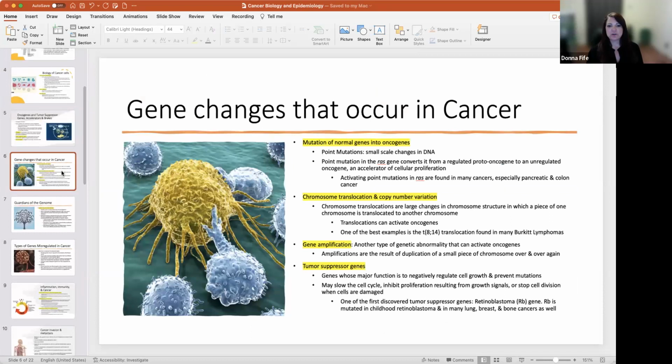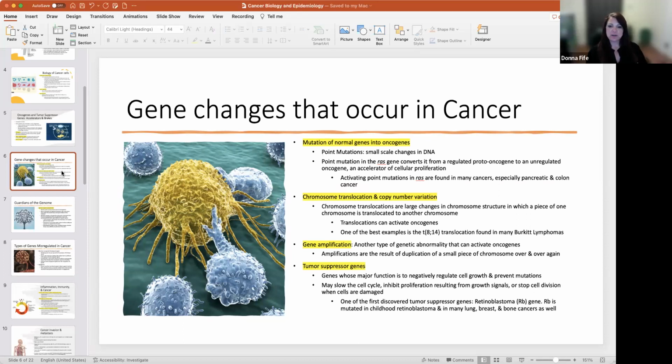Gene changes that occur in cancer, mutations of normal genes into oncogenes. There's point mutations, which are small-scale changes in DNA. A point mutation in the RAS gene converts it from a regulated proto-oncogene to an unregulated oncogene, an accelerator of cellular proliferation. Activating point mutations in the RAS are found in many cancers, especially pancreatic and colon cancer.